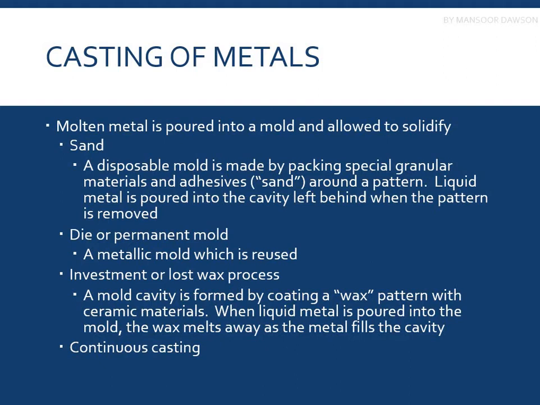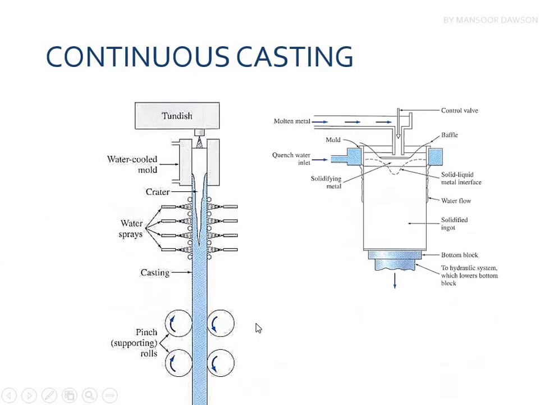When the liquid metal is poured into that mold, the wax melts because the wax has a very low melting point compared to the metal, and the wax melts away and the metal fills that cavity. And the other we have continuous casting. So in sand casting we have a mold of sand which can be reused.